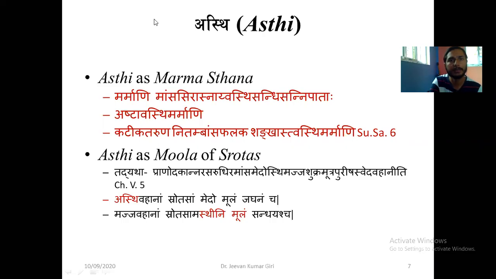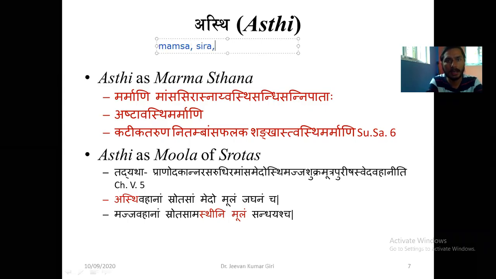Are you getting? So see here, that is Mamsa, Sira, Snayu, Asthi, and Sandhi. These are the five components of the Marma. Okay, these five components of Mamsa, Sira, Snayu, Asthi, Sandhi together form the Marma.